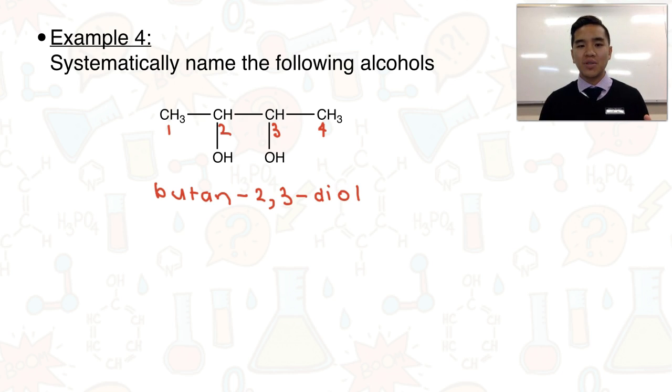Alternatively, we can put the numbers in the front, so I'm just going to show you what this looks like. One common mistake that I see is that students put the di in front of everything, so they try to call it a dibutan-2,3-ol or a 2,3-dibutanol, which is not correct.